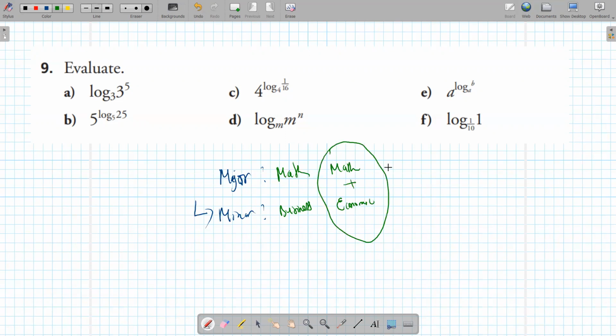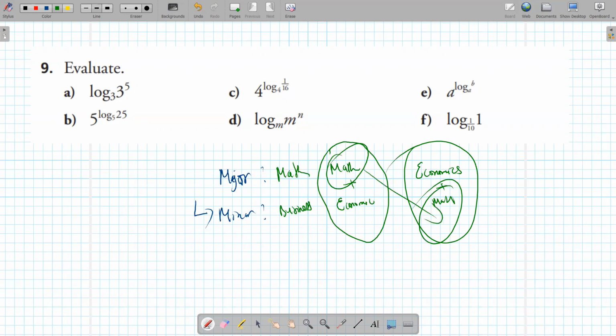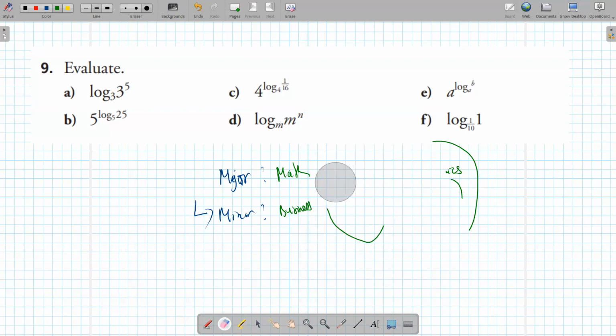The other one is also popular. You do a major in economics and do a minor in math. This is also very popular. So that's when people do high level math as a minor. But a lot of people also major in math, but that is what it is.